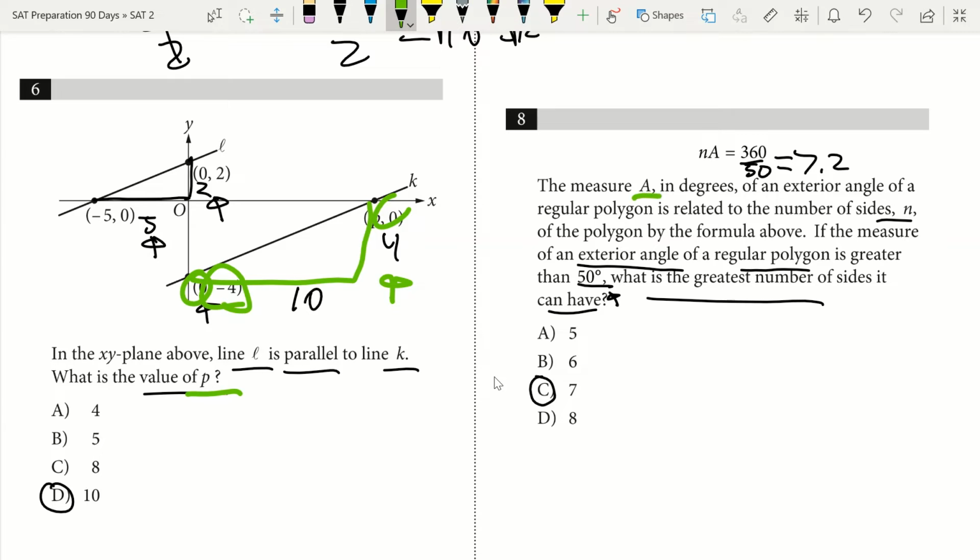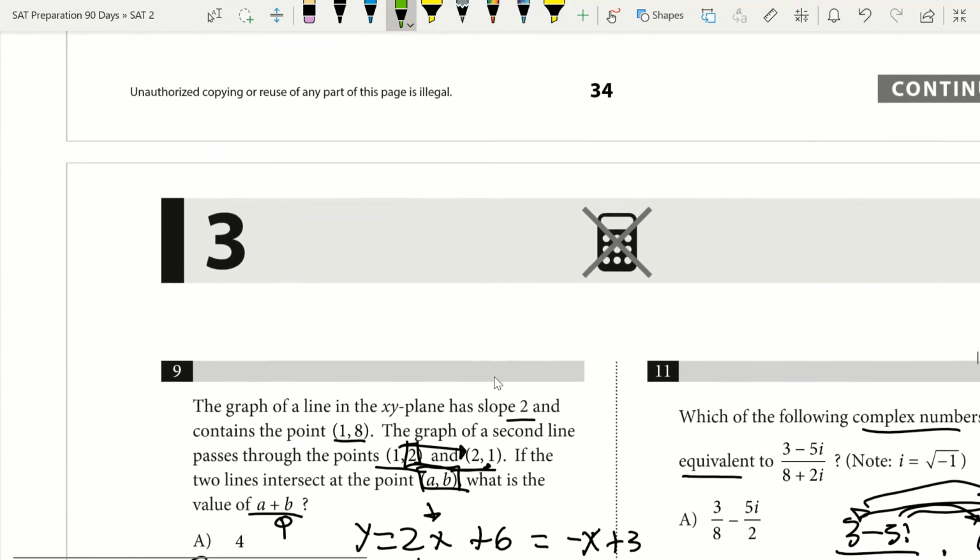Number 8, we've got NA equals 360. I know A is my angle in degrees. It says that it has to be more than 50. If it has to be more than 50, then the number of sides then, dividing 360 by 50, that is going to give me right around 7.2. So my maximum number of sides is 7. That's correct.